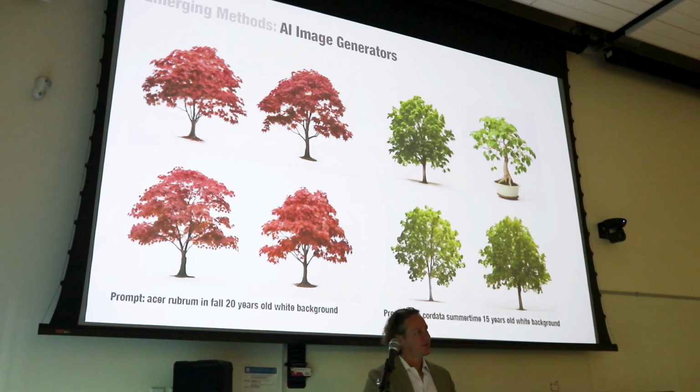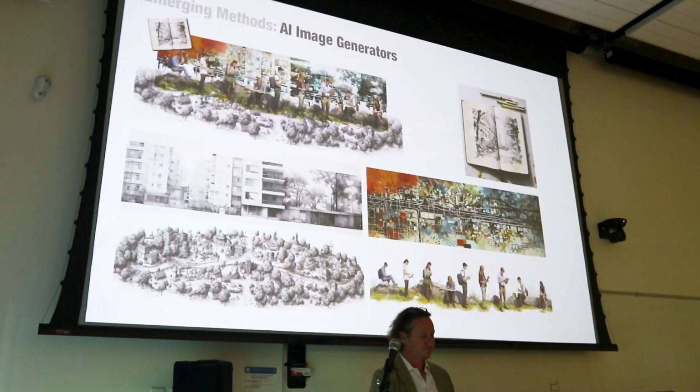But you do get some weird things like Tilia cordata, 15 years old, and that's a bonsai. Where did that come from? So that's probably another example of a hallucination, and we have to remain critical. We can't just accept everything that this spits out at us.